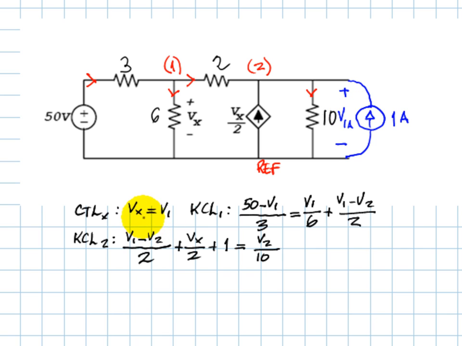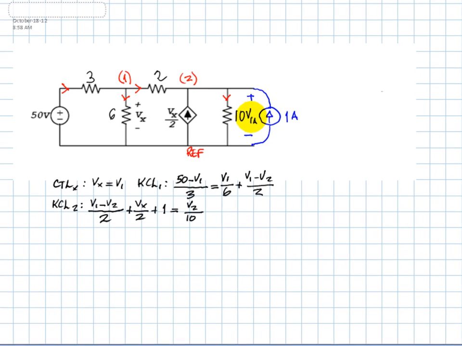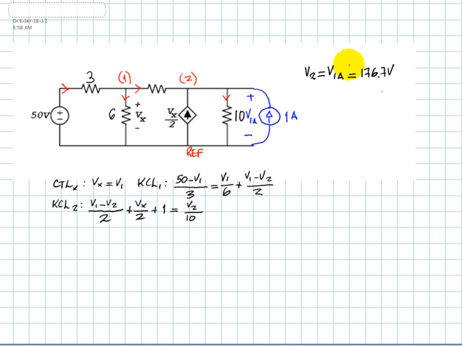The MNA equations are 3: a control equation for this controlling variable, and 2 KCL equations for nodes 1 and 2. The solution will give me V1A. V2 is V1A, it's 176.7 volts. Now for the second part, I replace this source by a 2 amp current source, and the voltage will be V2A. I solve the circuit again, this time for V2A. The solution is V2 is V2A, and that is 186.7 volts.